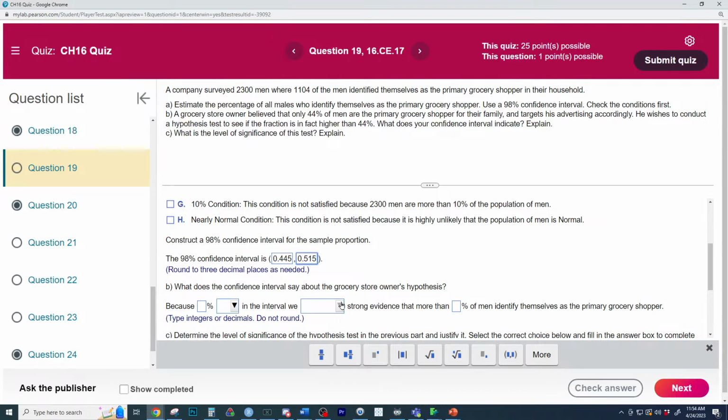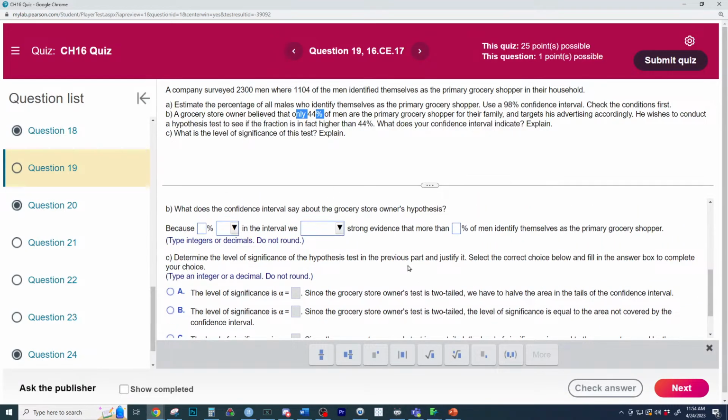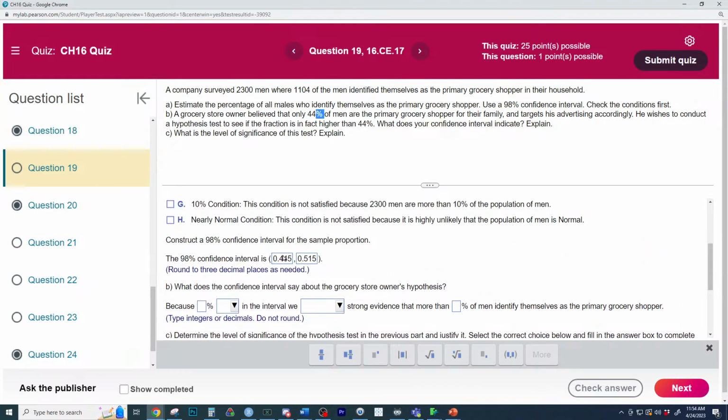What does your confidence interval say about their hypothesis? So be careful. Do you believe 44% or not believe 44%, and why? Just look at the confidence interval. This is a big concept we use a lot. It's used in multiple questions throughout this chapter to understand why or why not we would believe 44%. And don't look at their answers. Just think about 44% and look at your confidence interval.